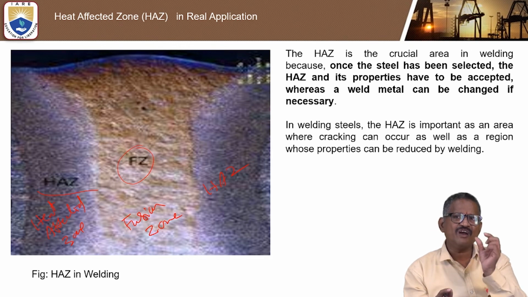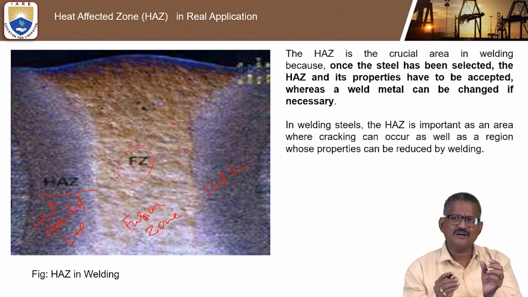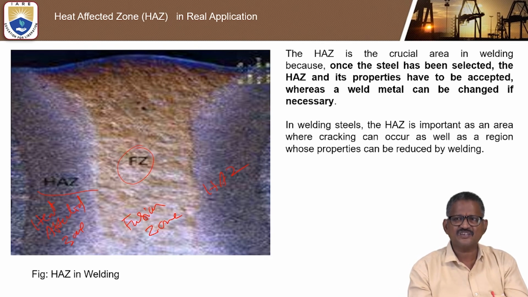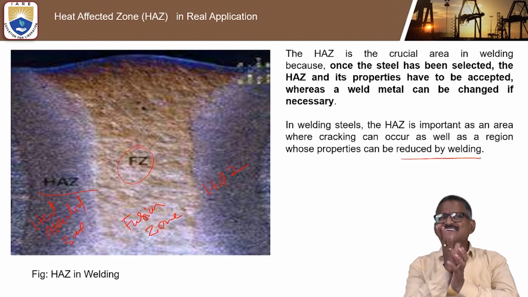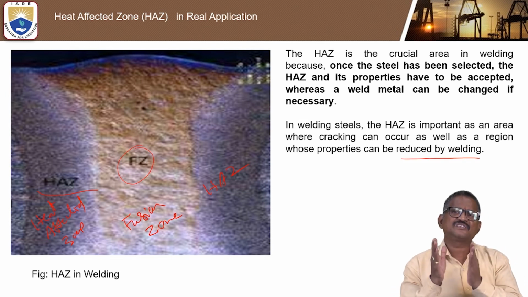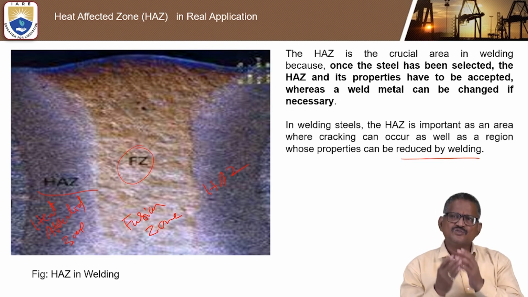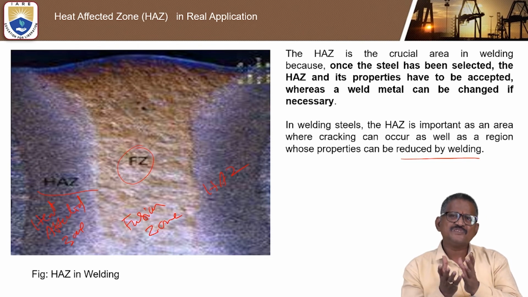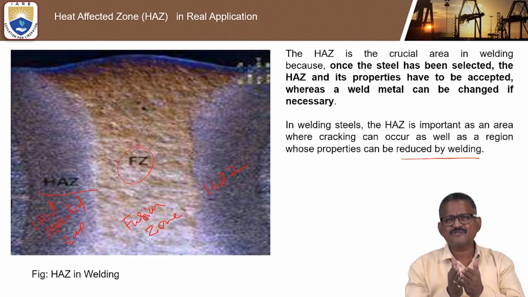So whenever welding steels, the HAZ is very important as an area where cracking can occur, as well as a region whose properties can be reduced by the welding process. This is the clear understanding of the heat affected zone in real life applications. When you weld two similar or dissimilar metals, obviously the HAZ will occur in this real time application.